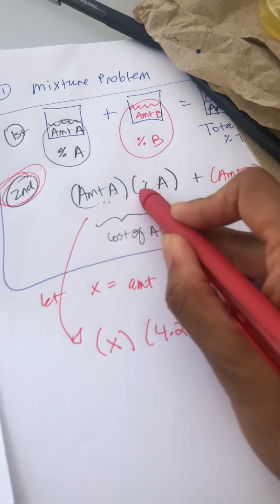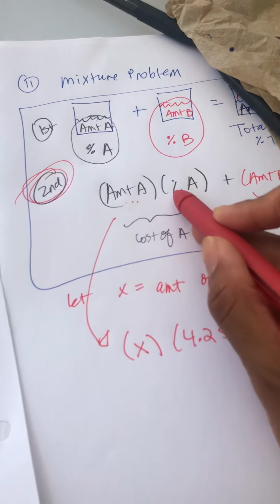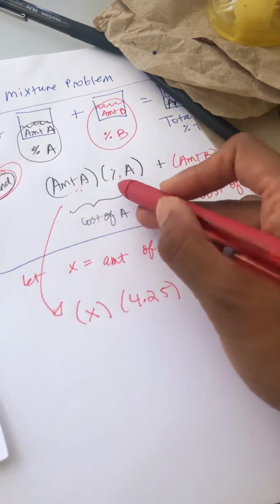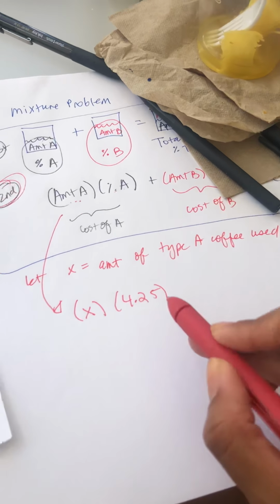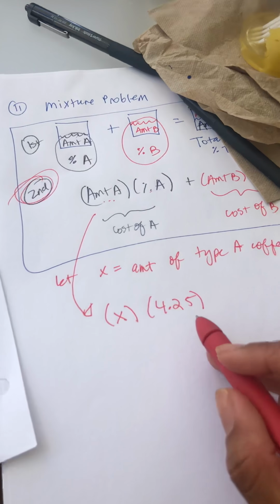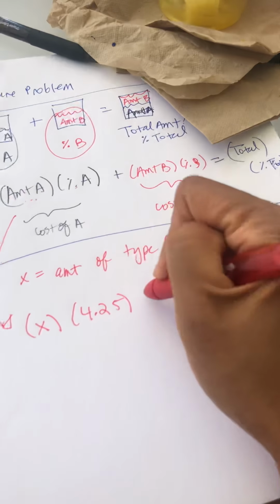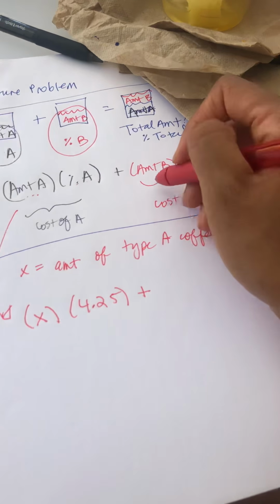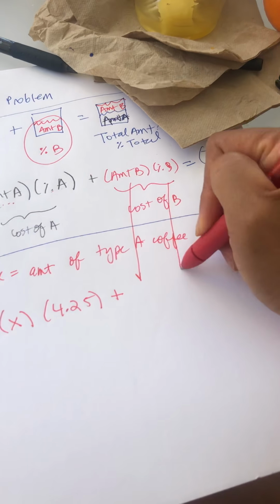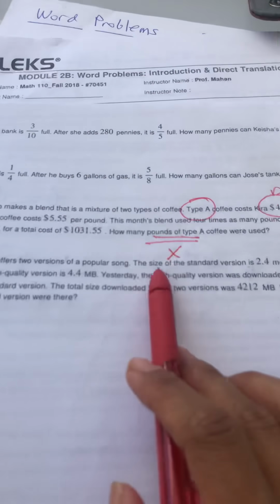I put percent here because later on when we get to other word problems, it'll be some type of percentage and you have to change it to a decimal. In this problem, it's already changed to a decimal for you because it's in dollars and cents. Plus, amount B. What is amount B and what is the percent of B? Well, let's read this.